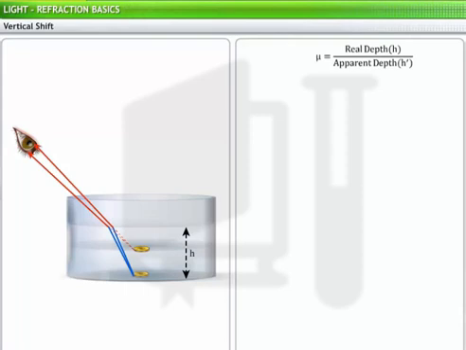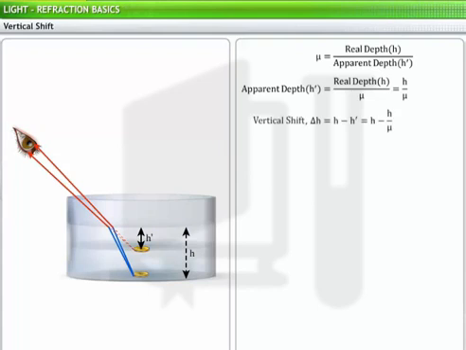Refractive index mu of a material is the ratio of real depth h to apparent depth h dash. Thus, apparent depth is the ratio of real depth to the refractive index. Vertical shift, denoted as delta h, is equal to the difference of real depth and apparent depth. By substituting the values of h and h dash, we get the expression of vertical shift as h multiplied by (1 minus 1 divided by mu).